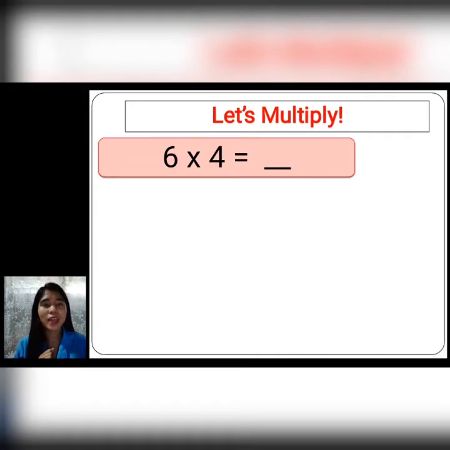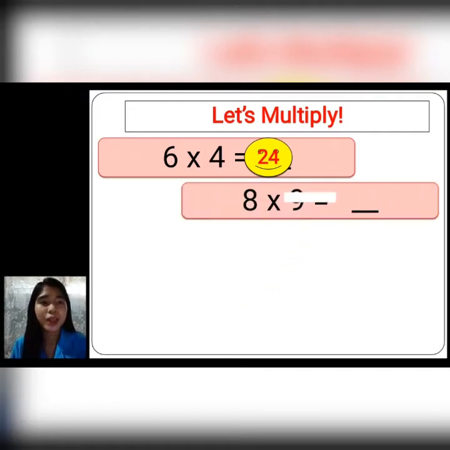So we have here 6 times 4 is equal to, what do you think is the product of 6 and 4? Okay, very good. So when we multiply 6 and 4, the product is 24. How about this one? What is the product when we multiply 8 to 9? Okay, very good. So the answer is 72.